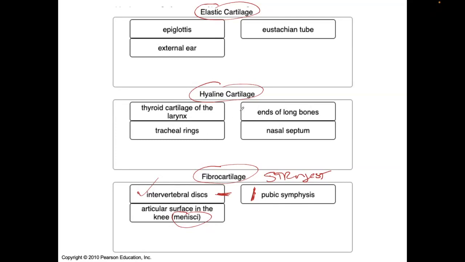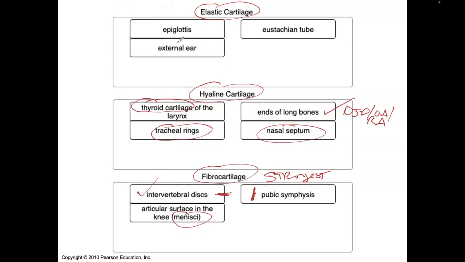Hyaline cartilage, we're going to find them at the end of bones. That's why when they break down, it causes degenerative joint disease or osteoarthritis or rheumatoid arthritis. In the nose, you got the nasal septum. Around the trachea, there are tracheal rings, that's hyaline cartilage, and the thyroid cartilage. So thyroid cartilage is hyaline cartilage.